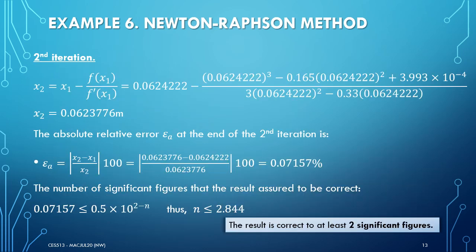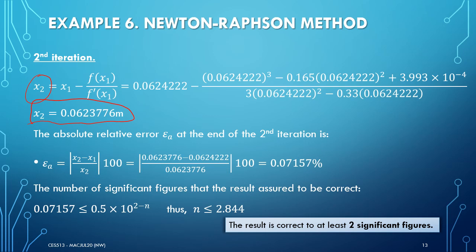Now the process is repeated for the second iteration. The estimated root x2 is equal to x1 minus f(x1) divided by f'(x1). By substituting all the values obtained before, we get the estimated root x2 equal to 0.06237776 meter.